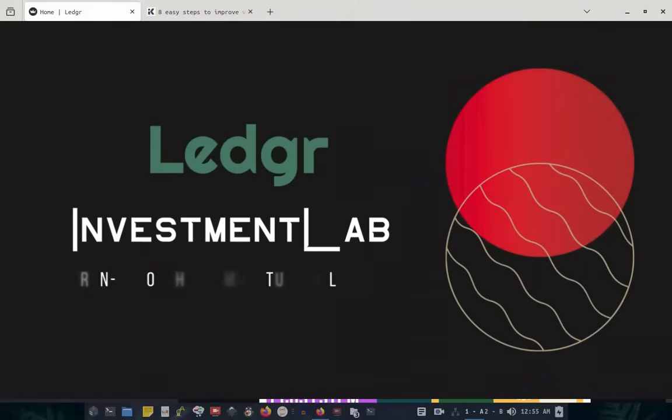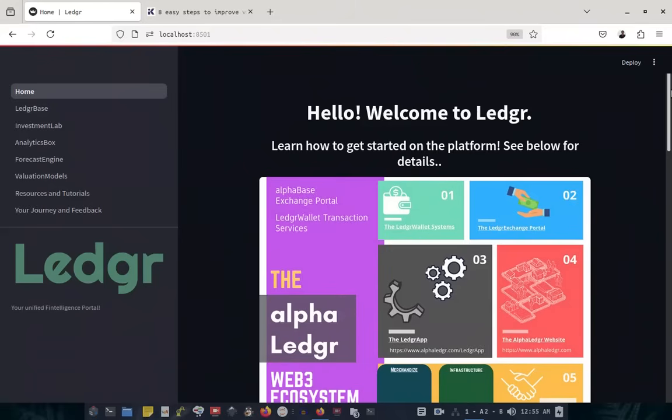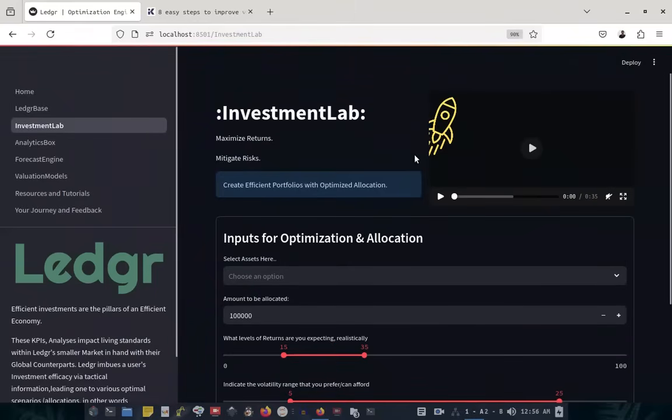Hello everyone, and now we are going to go over to the next module, one of Ledger's premier offerings, which is the InvestmentLab. This helps people to create or generate optimized portfolios so that they can make efficient investments, because after all, efficient investments add up to an efficient economy.